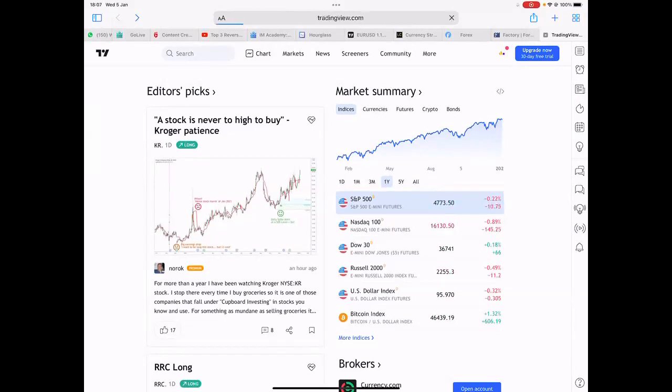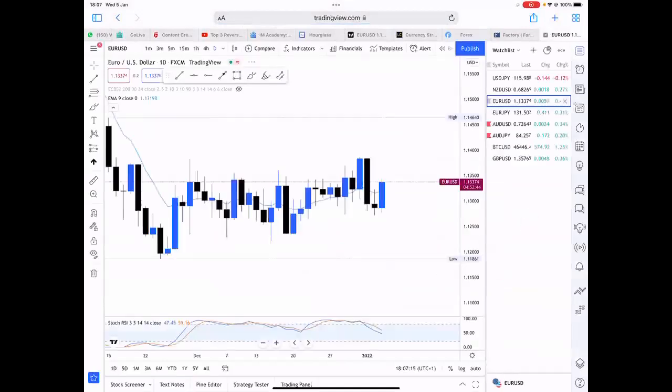Click on chart once you set up your TradingView. Then you should already be looking like this, just that you have a lot of things on this part. Click on this watch list. You have a lot of things. You see crypto, you see symbols you don't understand.